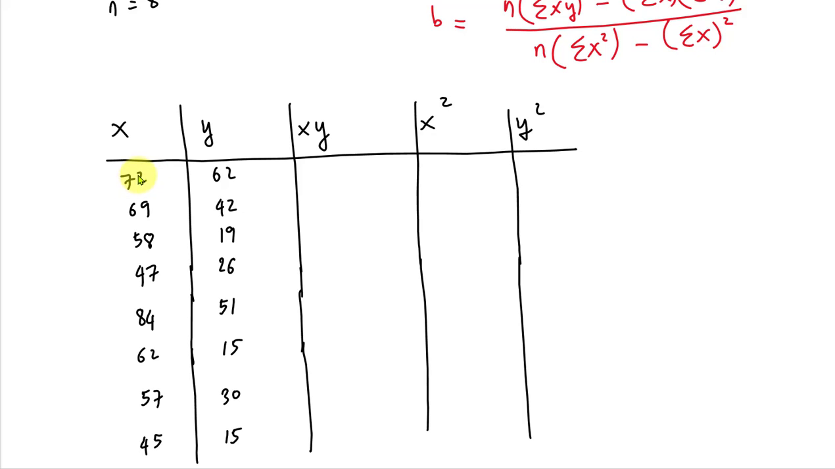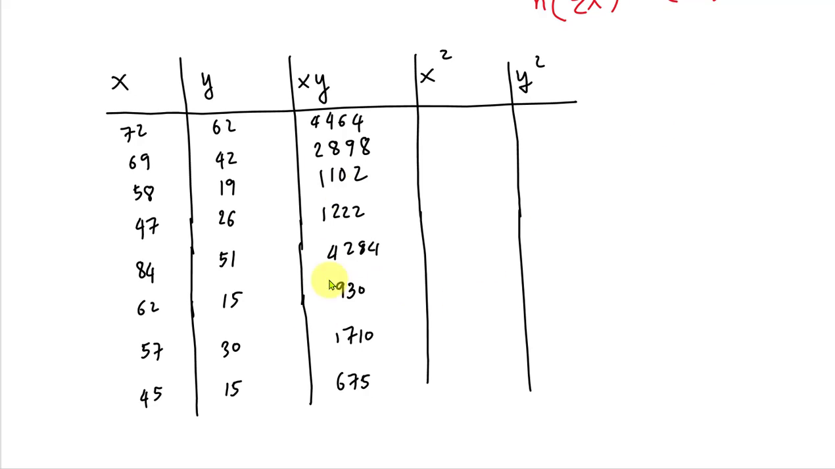So we have 72 multiplied by 62. Then I have 4,464. And next one I have 69 multiplied by 42, which gives me 2898. And then I do the same thing here. I have 58 multiplied by 19. I get 1102. And then you would do the same thing for the rest and use these values.